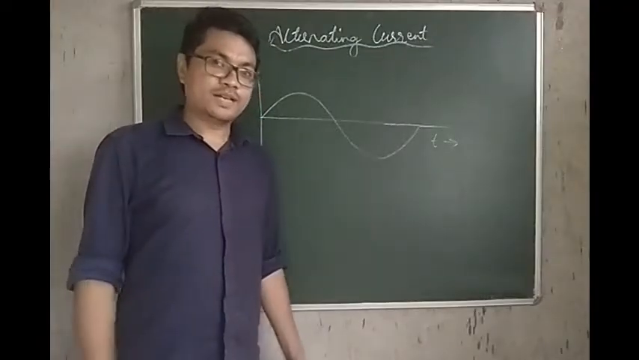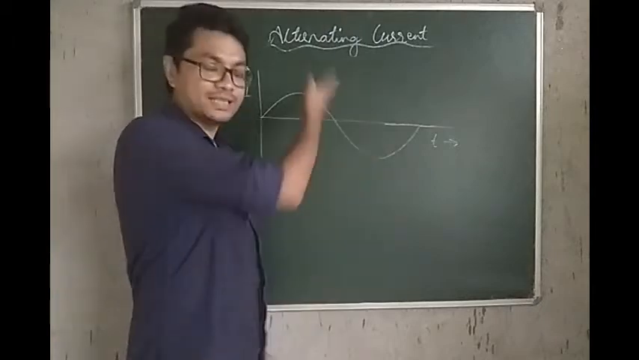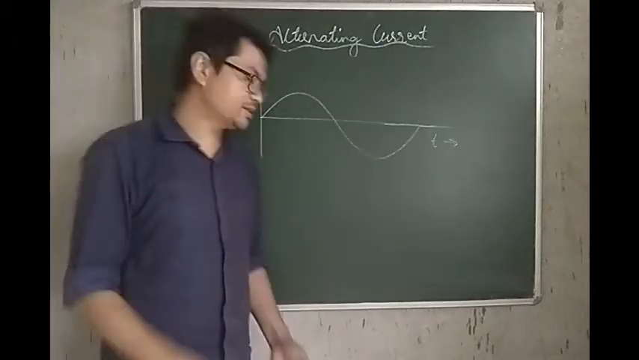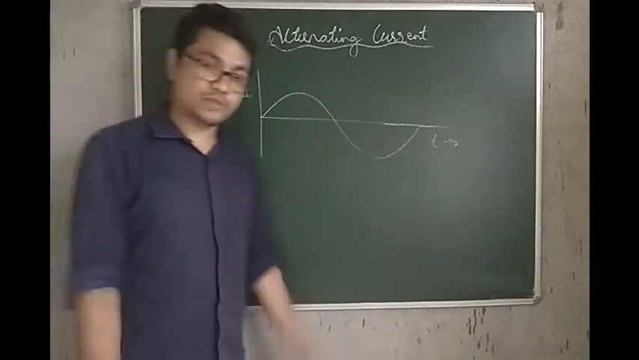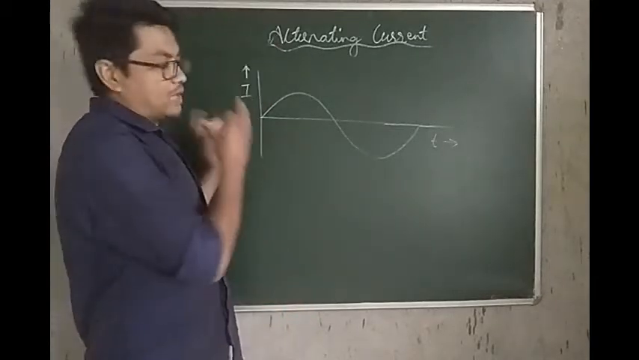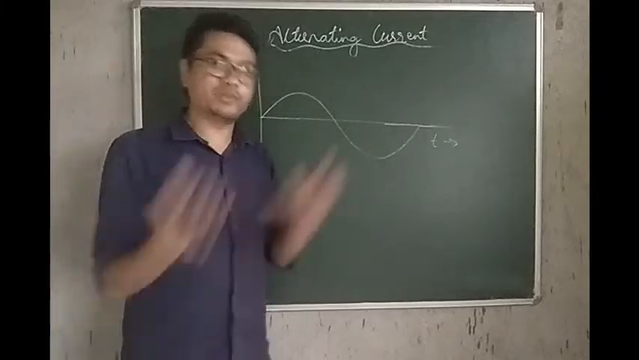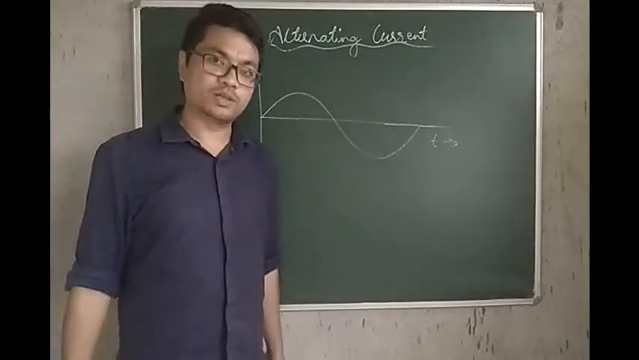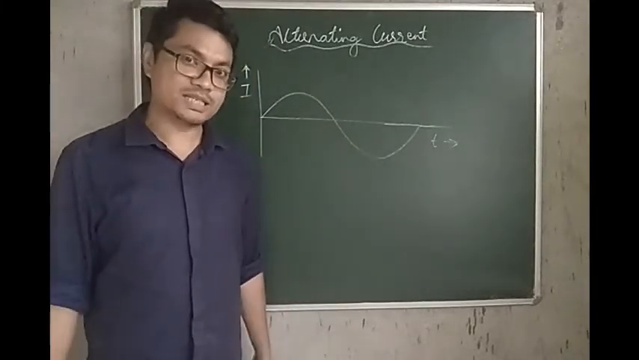Hi class 12, the topic for the day, as you can see written on the board, is alternating current. Let us therefore start with its definition. What is alternating current? A current that alternates between a positive and a negative value is what is called alternating current, to put it in simple words.